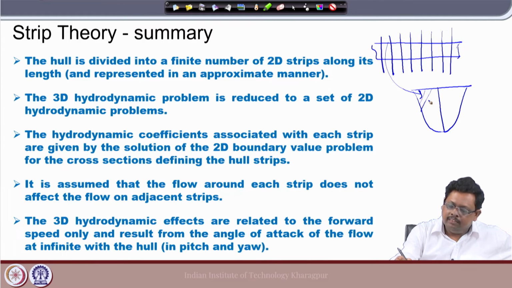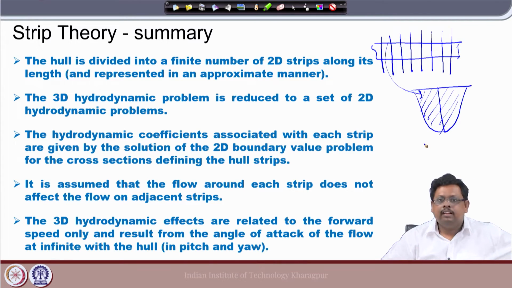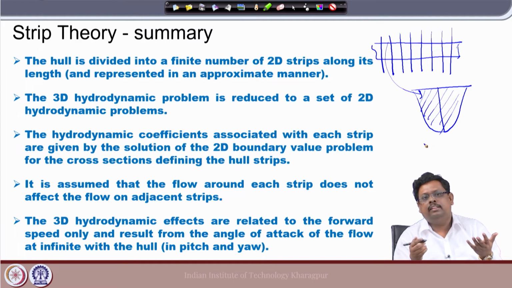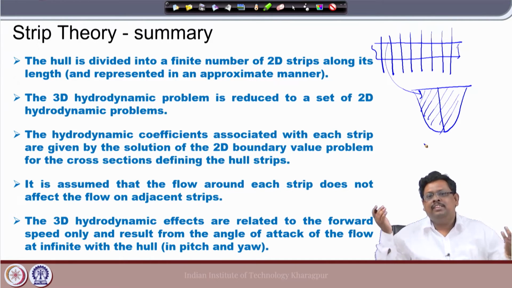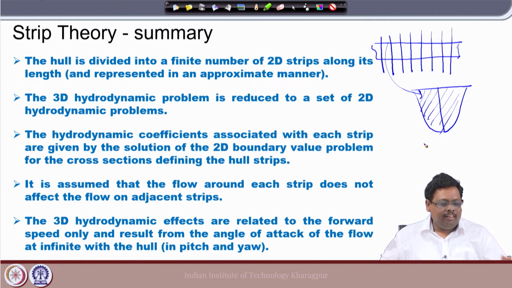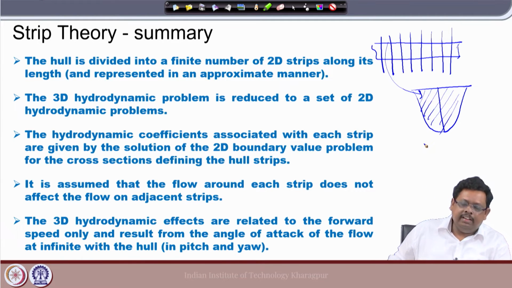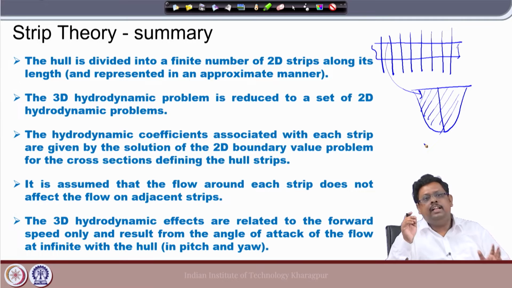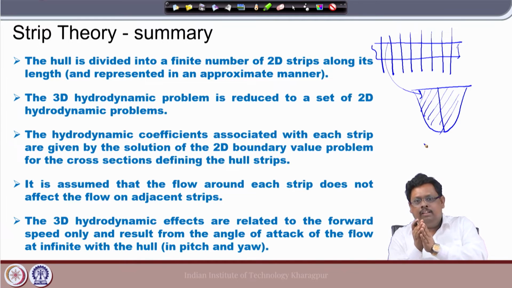So, now this is your two dimensional body, right. So, that is why normally people say that it is a two dimensional theory, right. However, one must remember, I said this so many times, the final results we are trying to figure out are the pressure over the three dimensional body only, right. Okay. Then the hull is divided into a finite number of two dimensional strips along its length, and then the three dimensional hydrodynamic problem is reduced to a set of two dimensional hydrodynamic problems.